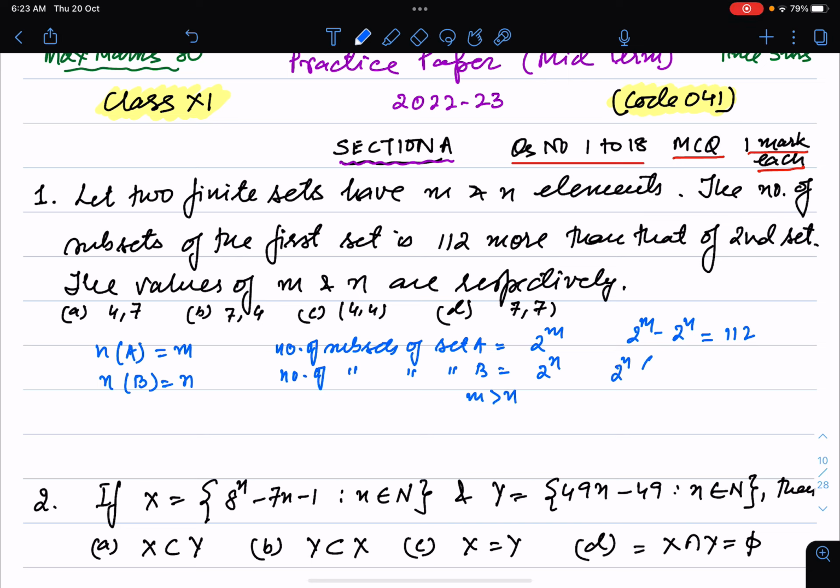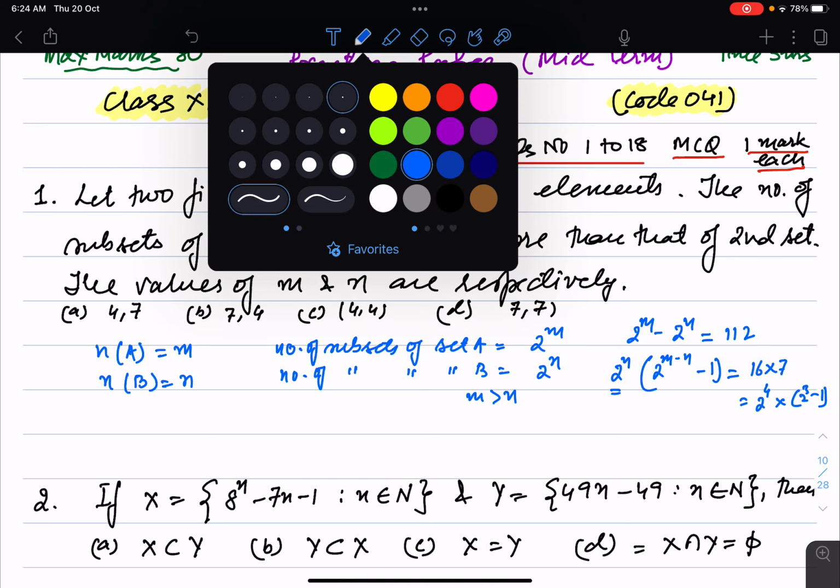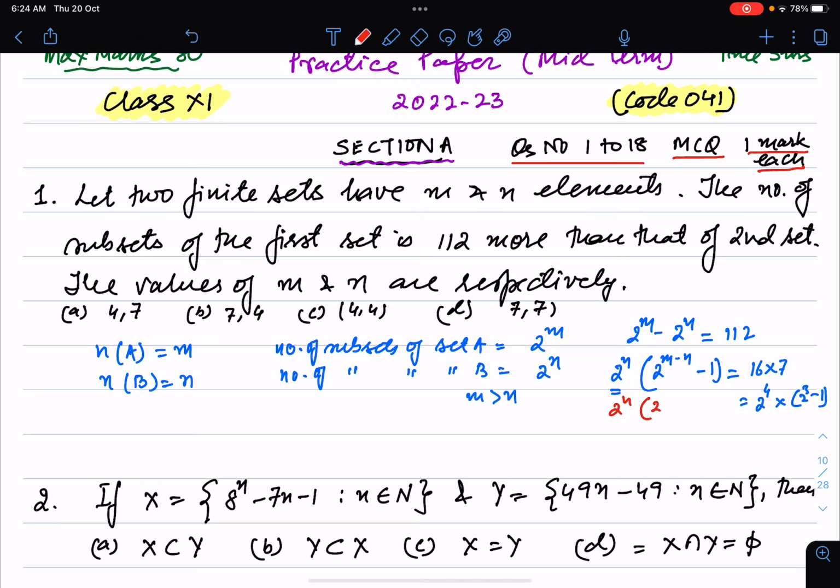Taking 2 raised to the power n common, it becomes 2^n times (2^(m-n) minus 1) is equal to 112. Now this 112 can be written as a product of two numbers, where one number has to be even. Let us take it as 16 into 7. How have I arrived at this? 2 raised to the power 4 into (2 raised to the power 3 minus 1). Comparing these, 2^n into (2^(m-n) minus 1) is equal to 2^4 into (2^3 minus 1).